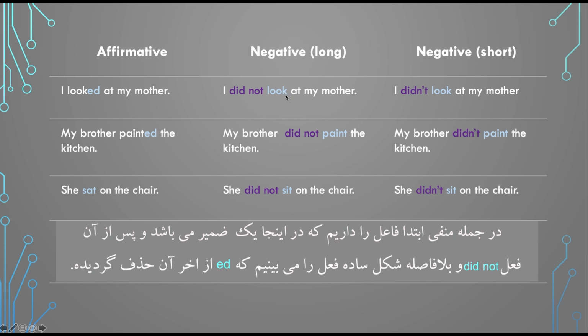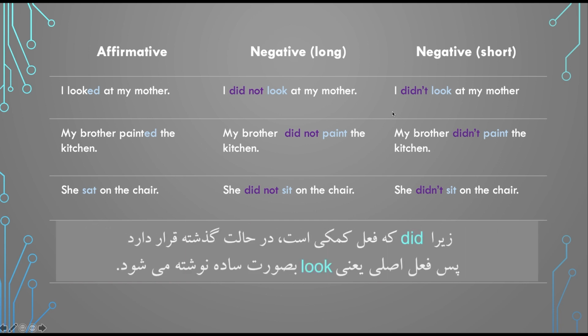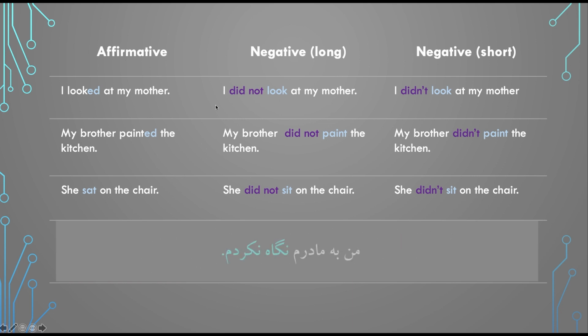This verb is not in the past simple because the verb did is in the past simple. So the second verb, the main verb here, look, this is not in the past simple. I did not look at my mother, and I didn't look at my mother.